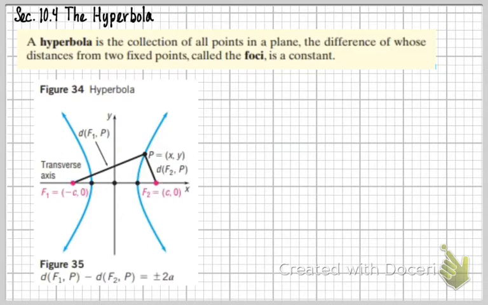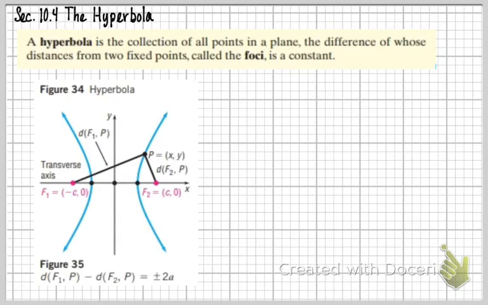And we're also going to have this transverse axis. Now that's going to be the axis where both the foci lie, and where the hyperbola crosses. Because notice they cross here and here. So that's going to be the transverse axis. In the ellipses, we called it a major axis. Here it's a transverse axis.